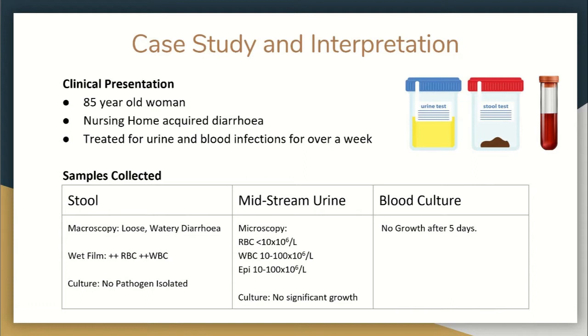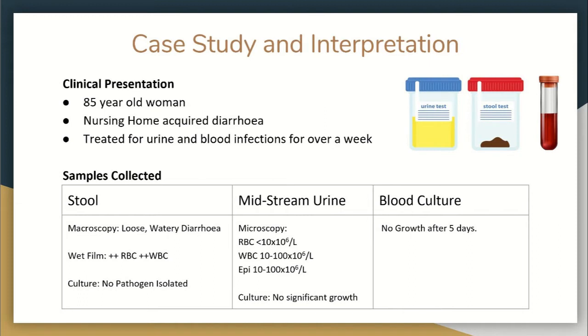The midstream urine showed low numbers of red blood cells and moderate amounts of white blood cells and epithelial cells. Similarly to the stool, no significant growth was identified from the urine. The blood sample had no growth 5 days post-culturing. The lack of pathogen identified from the stool sample is suggestive of a normal coliform being responsible for the woman's symptoms. Normal gut bacteria can become pathogenic under some conditions, such as antibiotic intake.